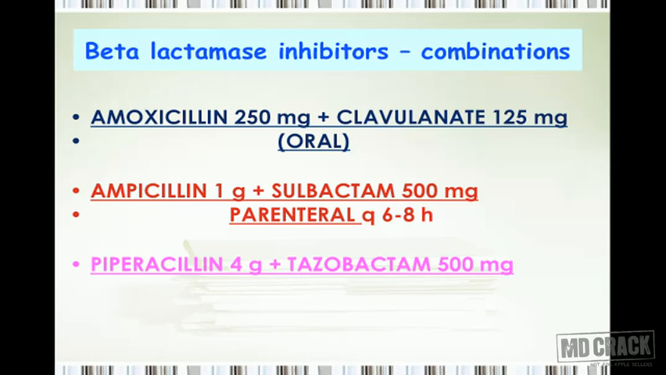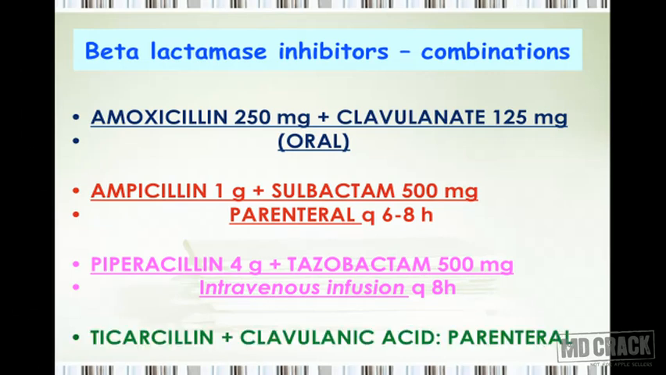The next one is, you can choose a ureidopenicillin, that's piperacillin 4 grams, and combine it with Tazobactam, 500 milligrams. So piperacillin 4 grams plus Tazobactam 500 milligrams. Again, piperacillin cannot be given by oral route, nor can Tazobactam be given by oral route. So these two drugs in combination are used by intravenous infusion every 8 hours. So the route of administration will be intravenous infusion. Finally, you can combine ticarcillin with clavulanic acid. Now, clavulanic acid can be given by oral route, but ticarcillin is a carboxypenicillin. It cannot be used by oral route of administration. Naturally, this combination, ticarcillin plus clavulanic acid, will be used by parenteral route of administration. So these are the various combinations of beta-lactamase inhibitors with different penicillins.